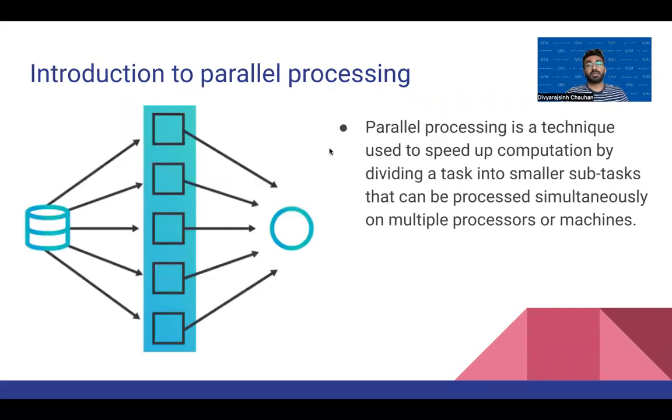So moving on to parallel processing, we already know what parallel processing is. We just want to divide a task into small tasks that can be processed simultaneously, and can be run on multiple processors or machines. So we want to see how we can use parallel processing in data mining to improve the speed and the efficiency.